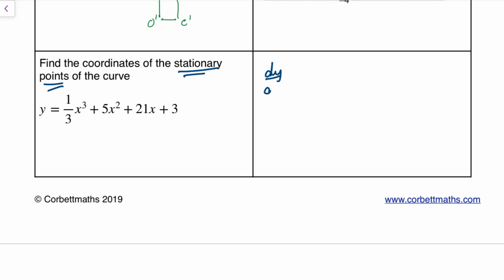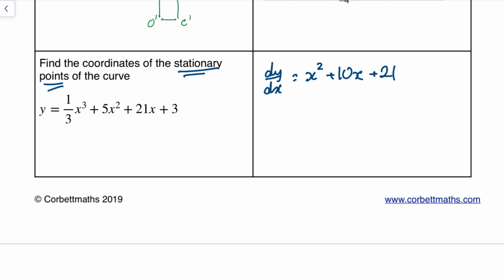So if nothing else, I'm going to differentiate. That will give me some marks in the exam. Bring down the 3, times a third is 1, that's going to be x squared. Bring down the 2, which is going to give me 10x. And 21x just becomes 21.